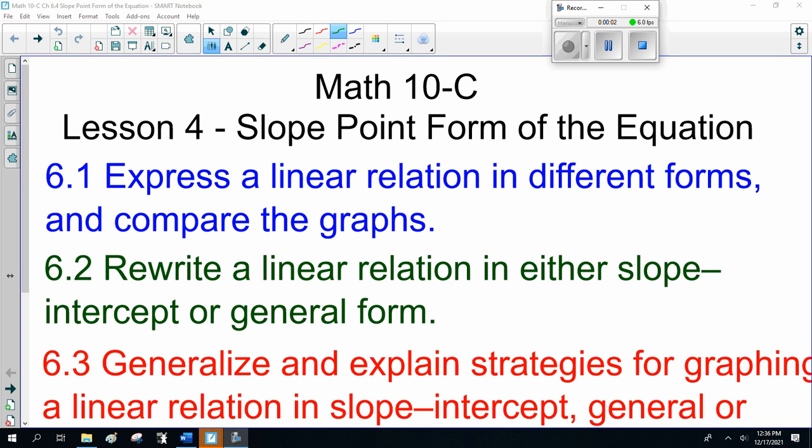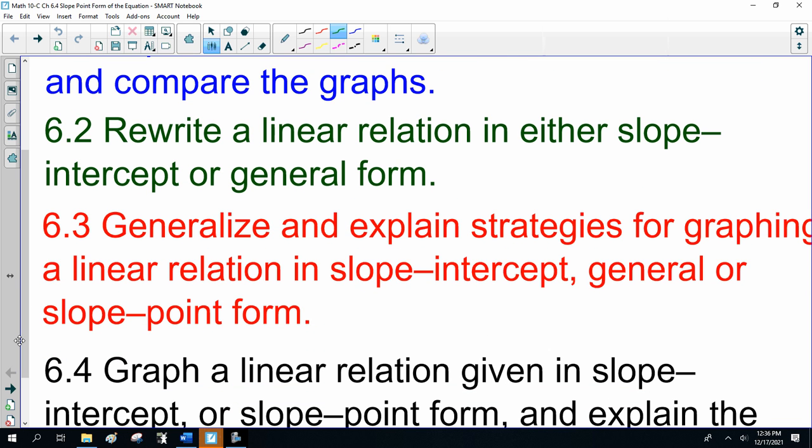Hello, ladies and gentlemen. Welcome to Math 10C, Chapter 6, Lesson 4, Slope Point Form of the Equation. Outcomes today: we're going to express a linear relationship in different forms and compare the graphs. We're going to rewrite a linear relation in either slope-intercept or general form. We're going to generalize and explain strategies for graphing a linear relationship in slope-intercept, general, or slope-point form.